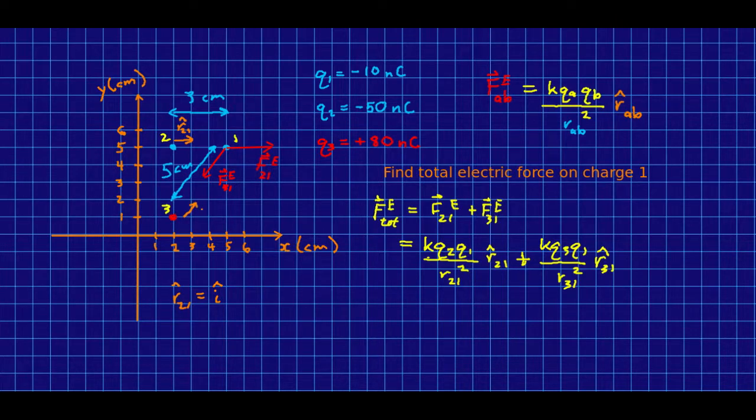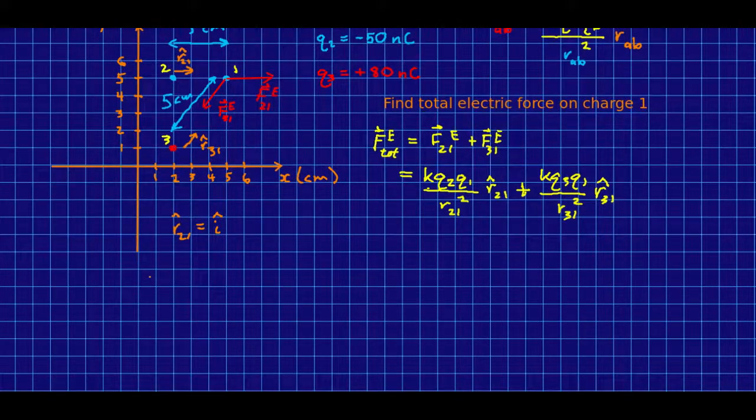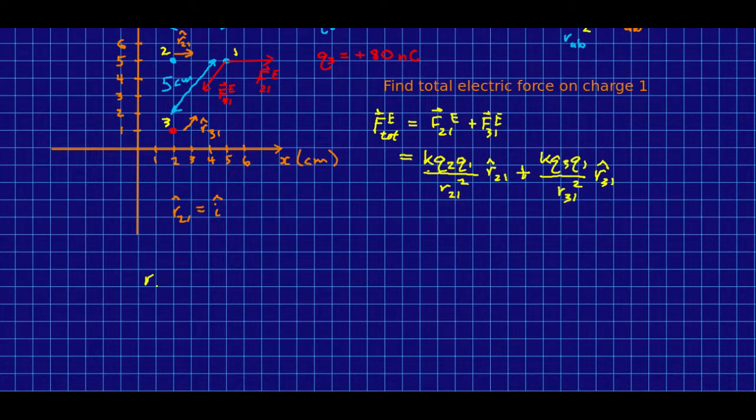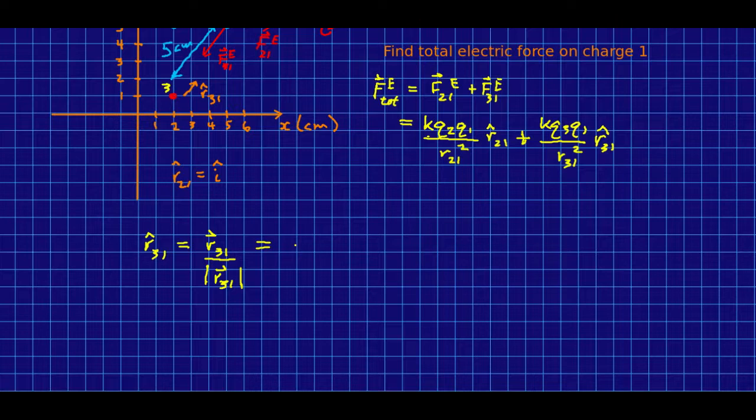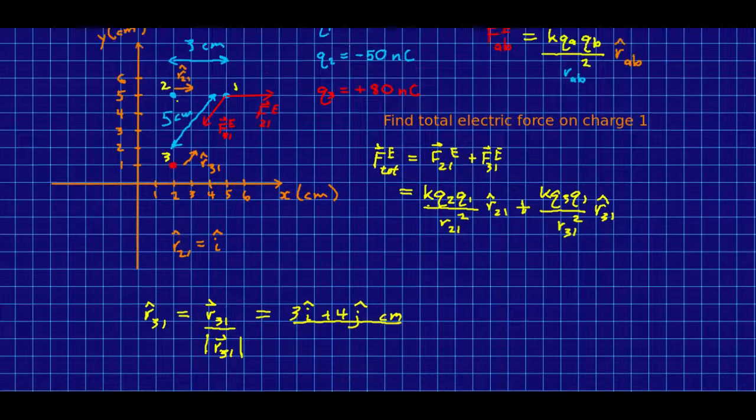R31 hat points this way, and so it'll take a slight bit more work. But here is the trick. The trick is that you can always find a unit vector if you already know a vector pointing in that direction, and you simply divide that vector by its own magnitude. Well, R31 is a vector that points 3 centimeters to the right and 4 centimeters up. And so R31 is just 3 centimeters i hat plus 4 centimeters j hat. And the magnitude of R31 is what we already know. It's 5 centimeters.